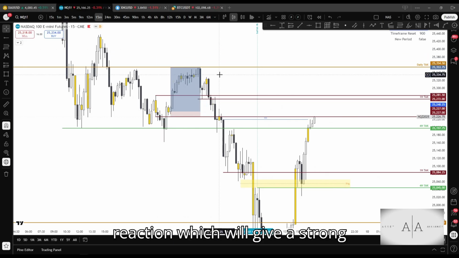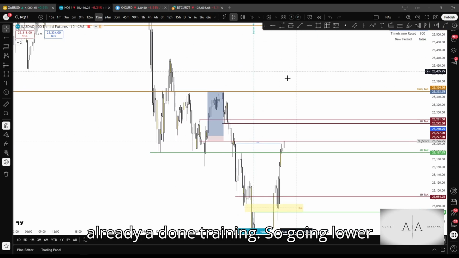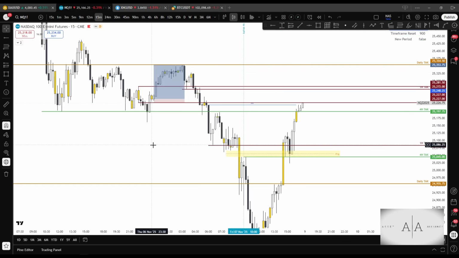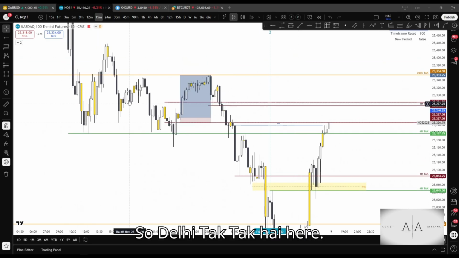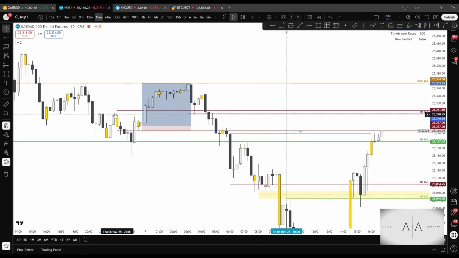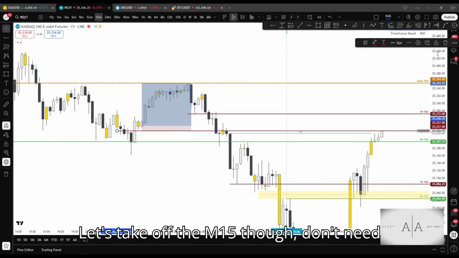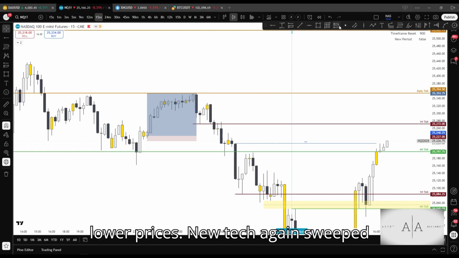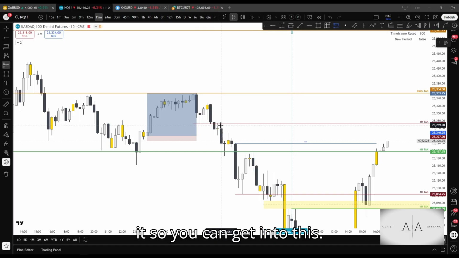Daily tag reaction, which will give a strong reaction because this is a daily level, right? You're gonna have either a strong reaction and then you're gonna get swept, or strong reaction and continue the trend, right? This was already a downtrend, so going lower for lower prices was pretty much the normal way to think for this one, right? So daily tag high here, break out of that tag high. Let's take off that M15 though, don't need it. 1 hour tag low for lower prices. New tag again, swept it so you can get into this.